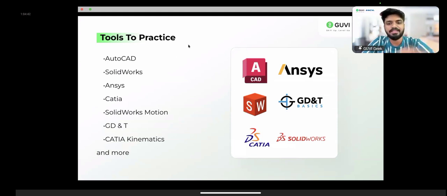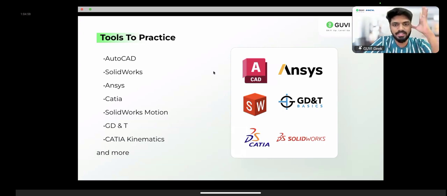Coming to this, tools to practice. So what are the tools you are going to work on? You have AutoCAD, SolidWorks, ANSYS, CATIA, SolidWorks Motion, GD&T, and CATIA Kinematics. These are the tools you are going to practice while preparing the courses here.